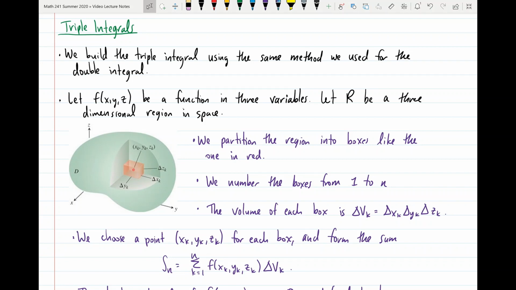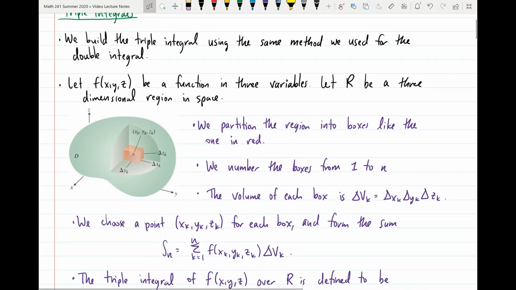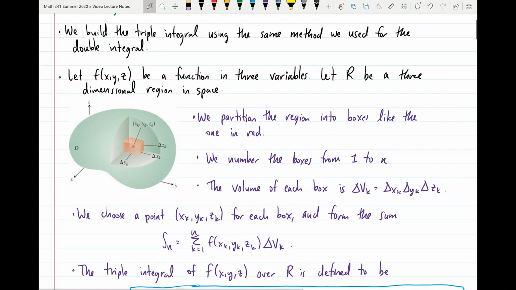So in the diagram that I've pulled from the book, I used the letter R to denote the region in space. The book used the letter D, but it's the giant green shell that's in space there. And we can partition this region in space into boxes, like the one that we have in red. Remember that for double integrals, we partitioned the region in the plane into a bunch of smaller rectangles, but here we can use rectangular boxes to make them 3-dimensional.